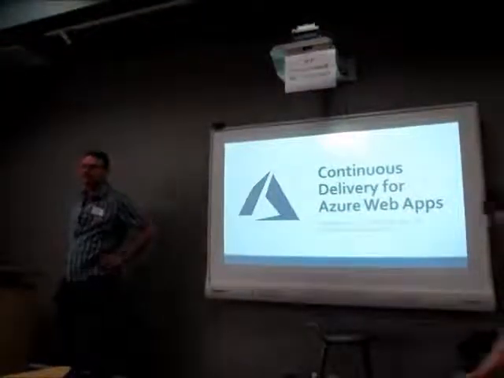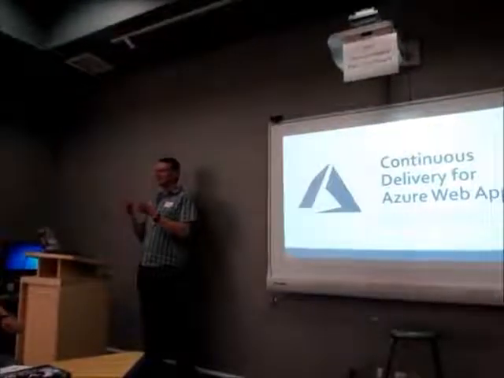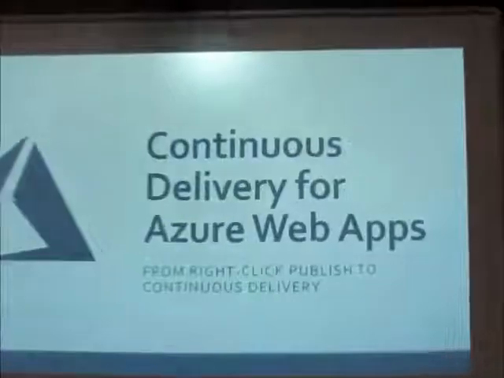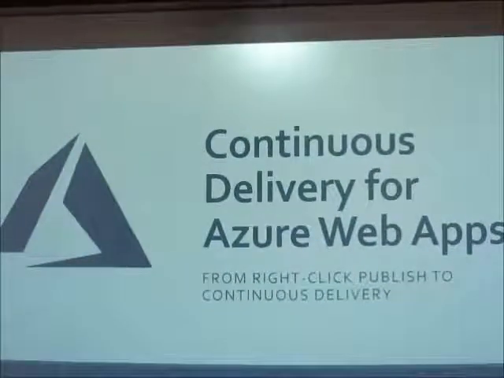So far today we've been talking about what Azure can do for you, but you need to get your code up to Azure in order to be able to run it as a web app. The easiest way to start with that is right-click Publish, but I'm going to show you various stages of continuous integration, continuous deployment that you can do with Azure Web Apps. So the different ways that you can get your code up to Azure Web Apps.